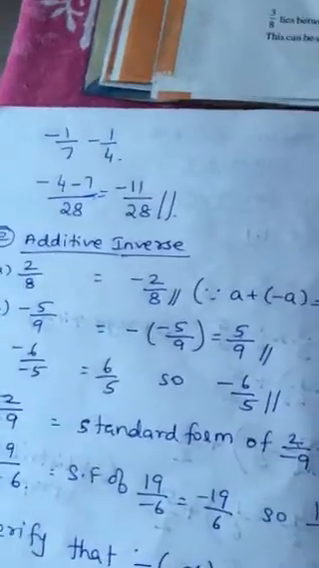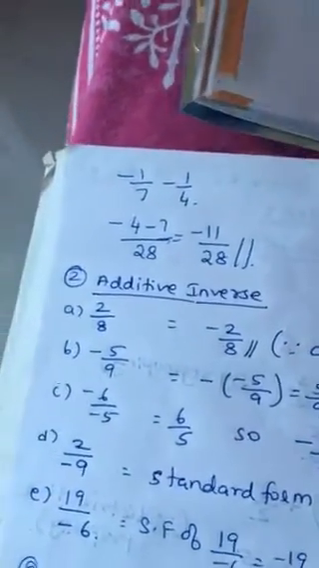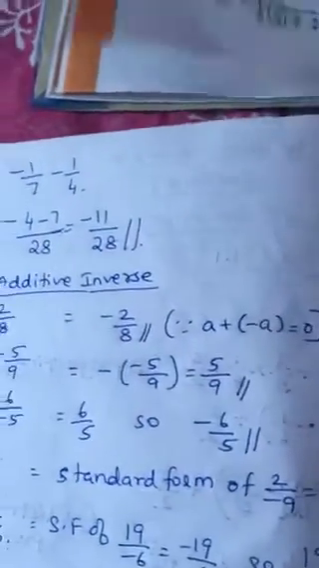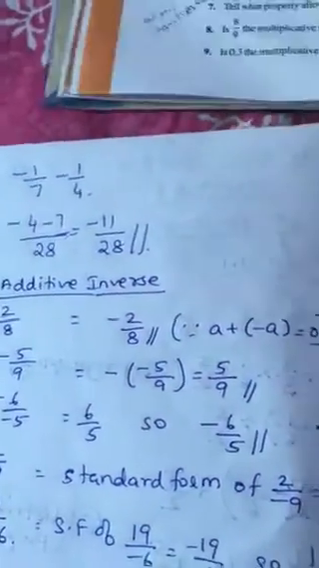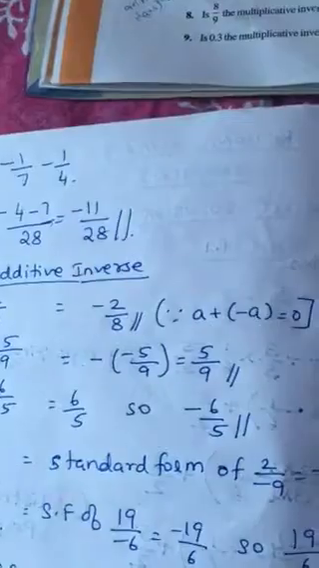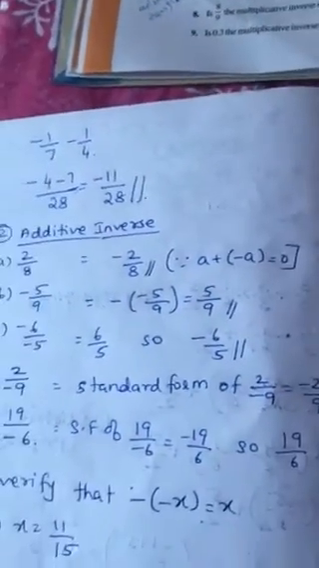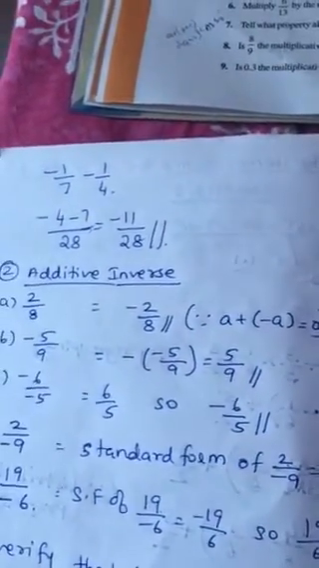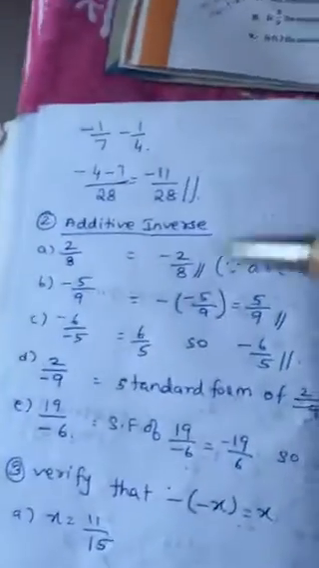Now they have asked you to find the additive inverse. So the additive inverse is nothing but a plus minus a. When you add something to the negative of that, you will get the required answer as 0. You should get that. So that is the additive inverse.